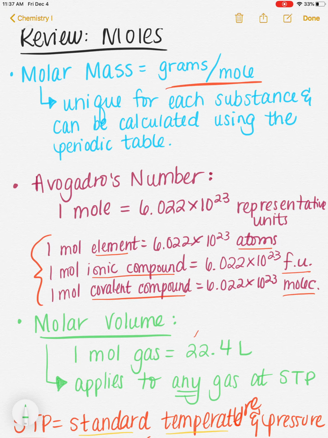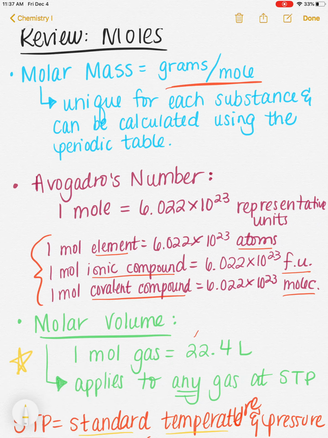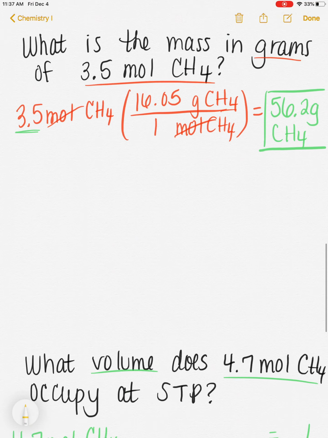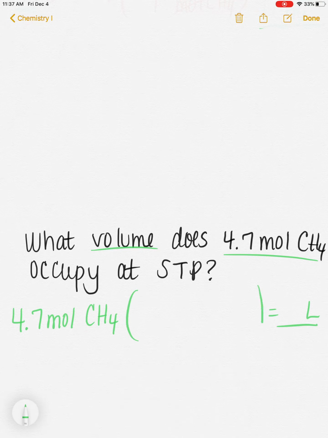Well, molar mass relates grams to moles. Avogadro's number goes moles to atoms, moles to formula units, moles to molecules. Molar volume goes from moles to liters. Aha, just the link that we need. And molar volume says 1 mole of any gas at STP will occupy 22.4 liters. So if I go down here, I can complete this in one step.